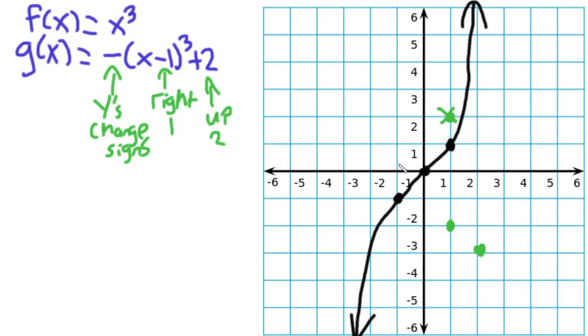And then my other point right here, I have the point negative 1, negative 1. It's going to go to the right 1, up 2. So that's right here at 0, 1, but my y gets negated, so it's going to go right here. So my function is going to do this stuff right there.